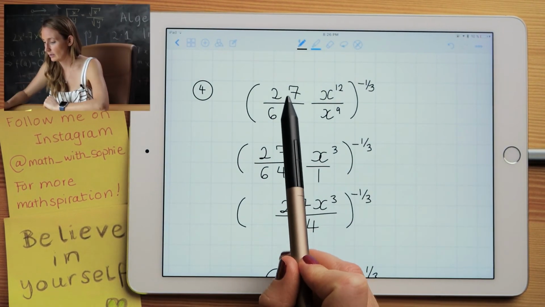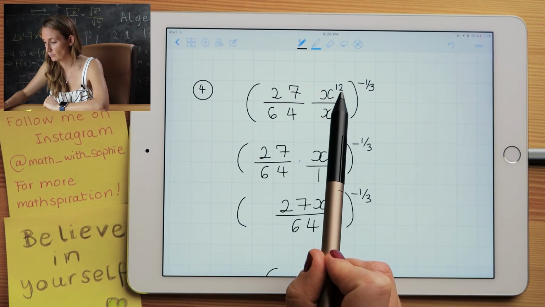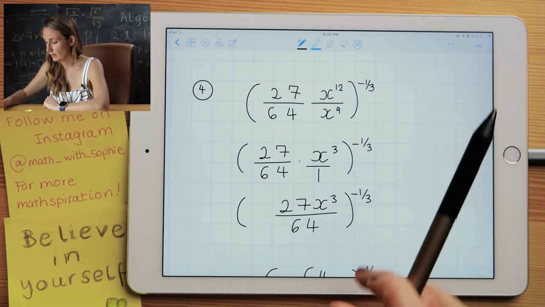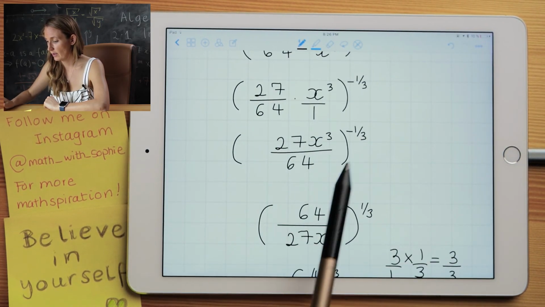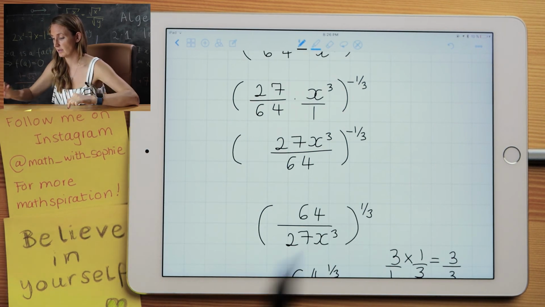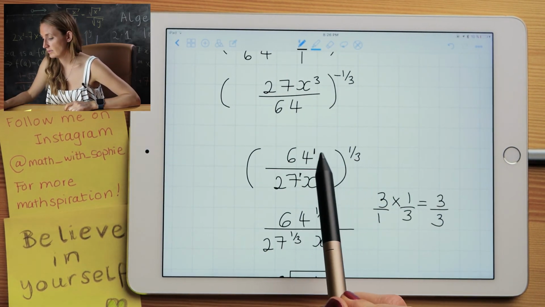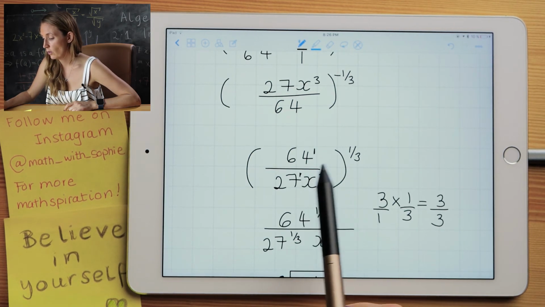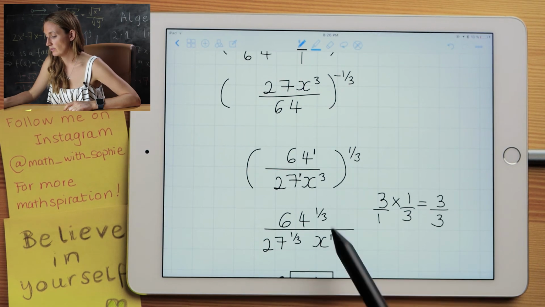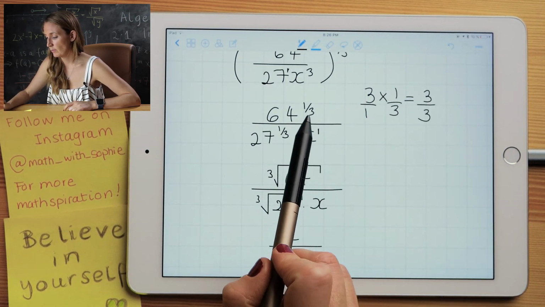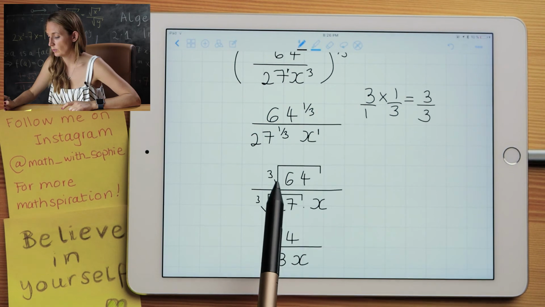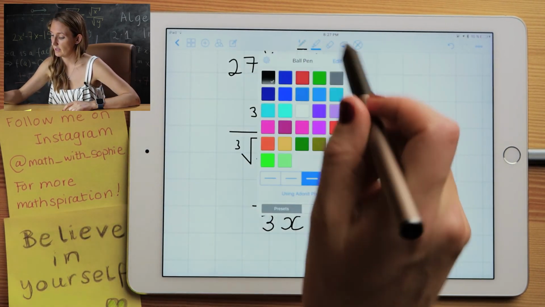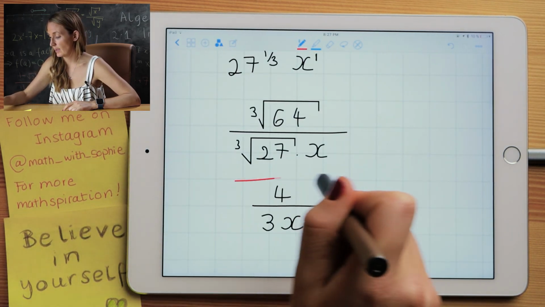Quick recap. We couldn't cancel down, but we could work out x^12 divided by x^9 was x^3. Put it all together. Because of the minus, we flipped upside down. So then we put the 1/3 on each thing separately. 64 is 64 to the power of 1, so 1 times 1/3 is 1/3. 1 times 1/3 is 1/3. 3 times 1/3 was 1. Then we remembered that the bottom number refers to the root, so we worked out the cube root of 64, the cube root of 27, and then we got to the end.